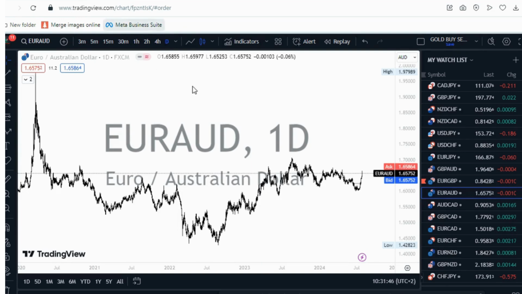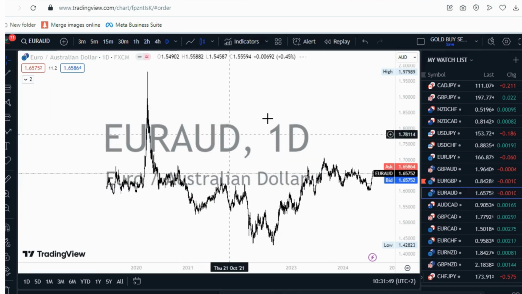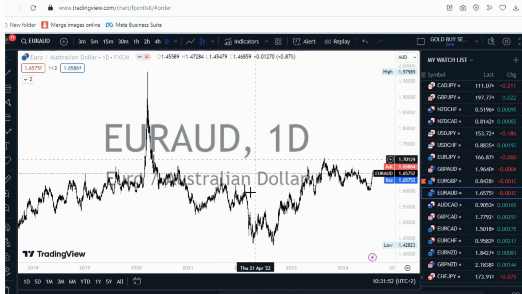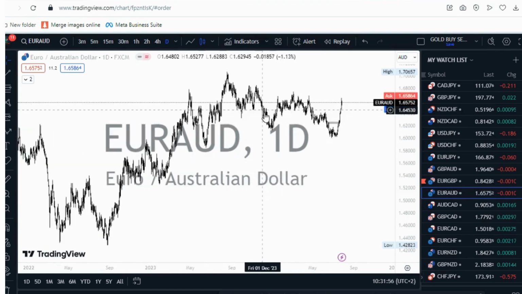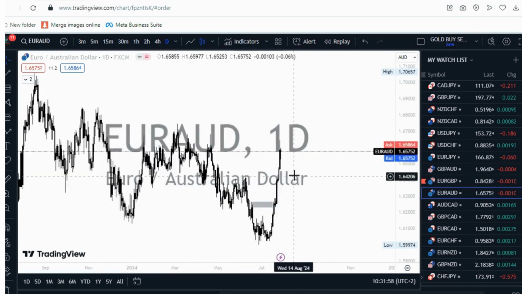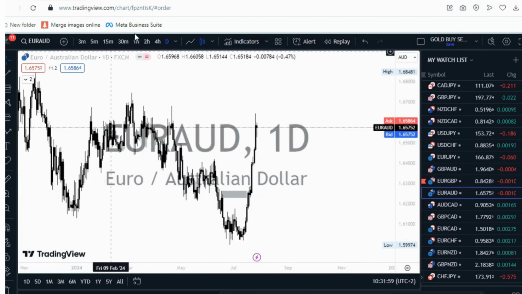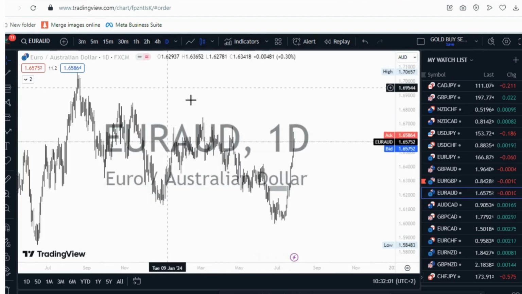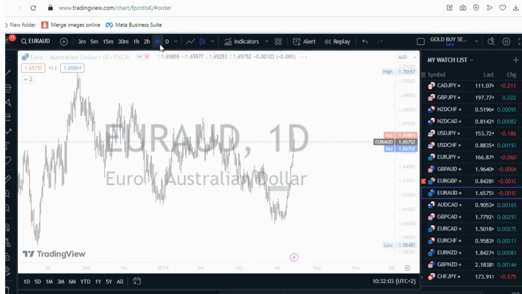So what is the overall direction of AUD? Euro AUD. So we've seen the market going up right here. We've seen the market again kind of forming these lower lows and everything. And the market is at an interesting area right there. Let's go to the 4-hour time frame.